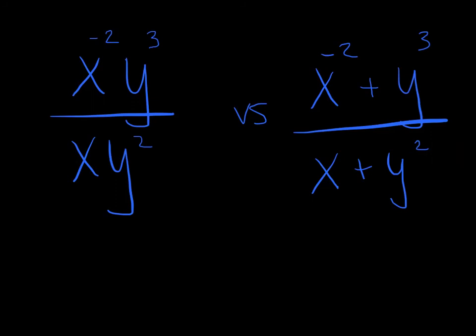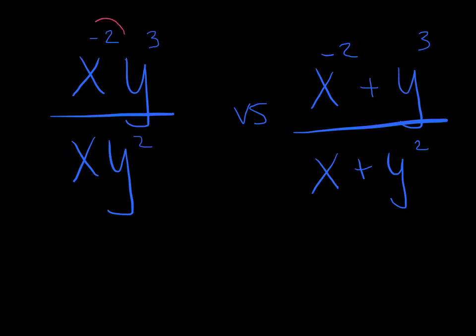All right, another common mistake some of us are making. Let's go ahead and compare these two. So get these both in your notebook. I have x to the negative 2 y cubed over x y squared versus x to the negative 2 plus y cubed over x plus y squared. So clearly the main difference between the two is these were multiplying and these were adding. Watch how I solve them.